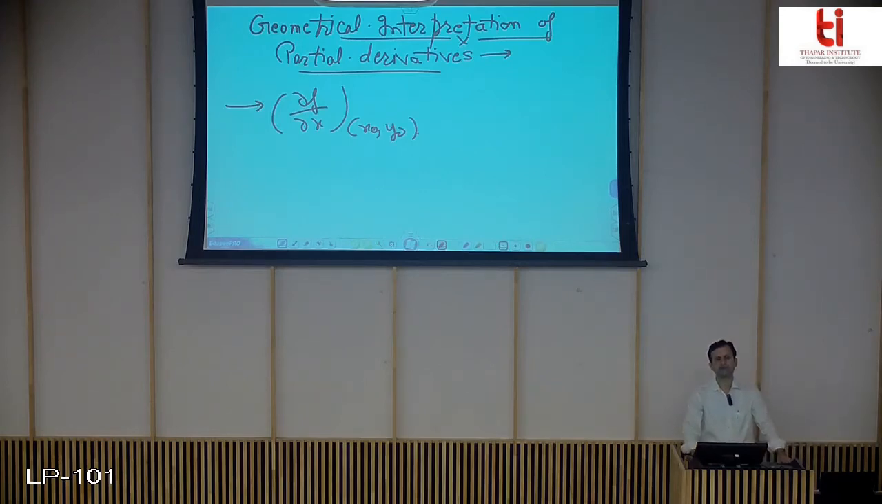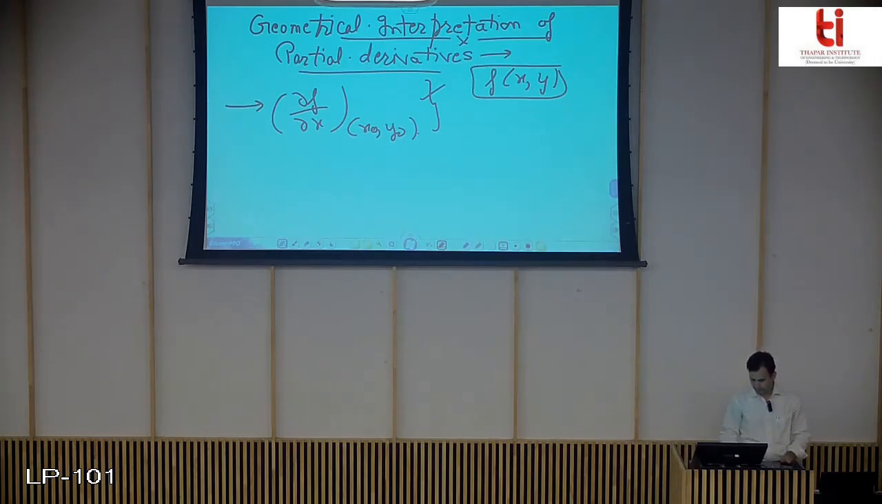Okay, so today we are going to do the geometrical interpretation of the directional derivative, and before that we must know the geometrical interpretation of the partial derivative, because that will help you to better understand the concept of the geometrical interpretation of the directional derivative. So here let us consider a two variable function f(x, y), and say we are going to find its partial derivative at some point (x0, y0).